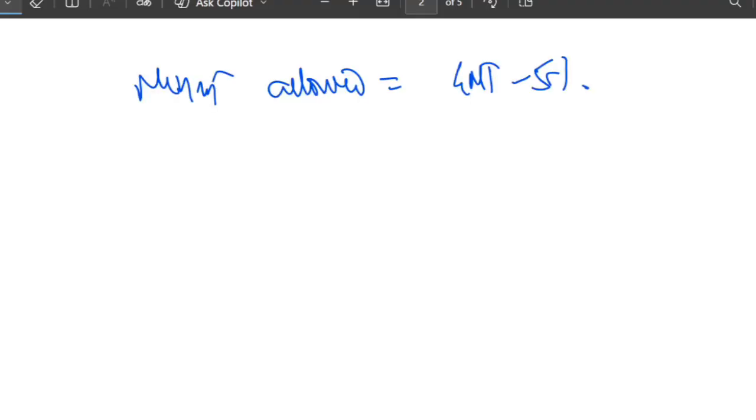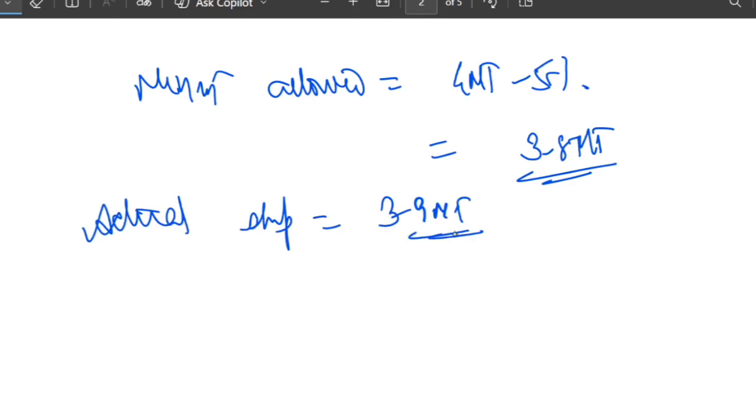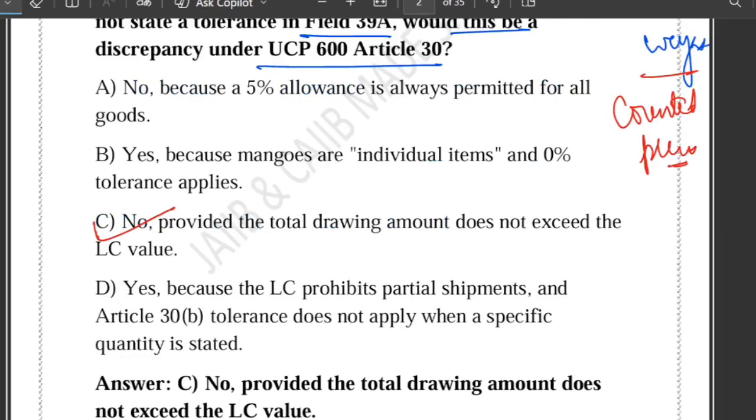So if we see 4 metric ton, let me write down the minimum allowed amount. Minimum allowed is 4 metric ton minus 5%, as per the rule we have just seen, that will be equivalent to 3.8 metric ton. And how much is the actual shipment? Actual shipment is 3.9 metric ton. Yes, documents are compliant. So the answer is option C: no, this will not be a discrepancy provided the total drawing amount does not exceed the LC value.